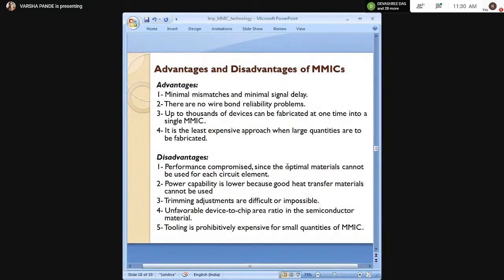There is no wire bond reliability problem. As in hybrid MIC technology we have seen that different components are fabricated on different ICs, and all those ICs are combined together by using wire bonds. But here the entire circuit is fabricated on a single chip, therefore no interconnect bond is required. So if there is no proper connection, or connections break, or no contact, such problems are not there. So those problems are reduced.